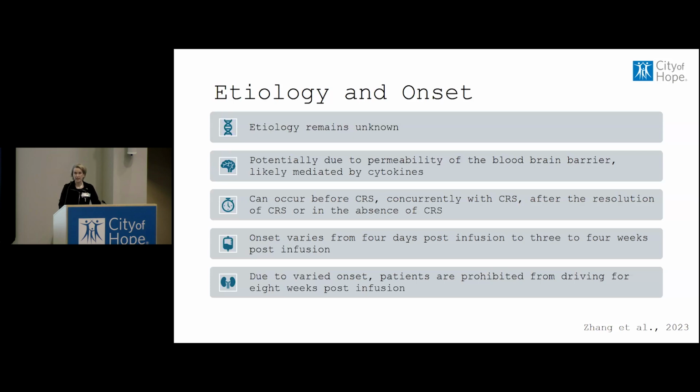The incidence of ICANS is very wide. It ranges among patients who are treated with CAR T cells that experience this side effect.